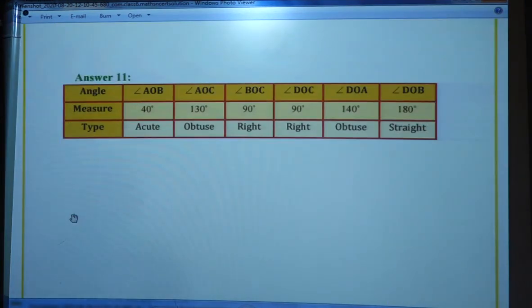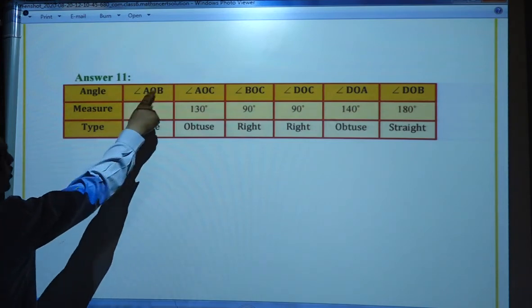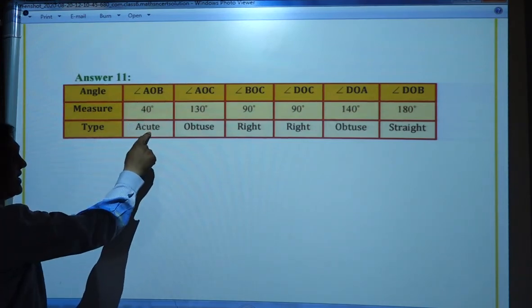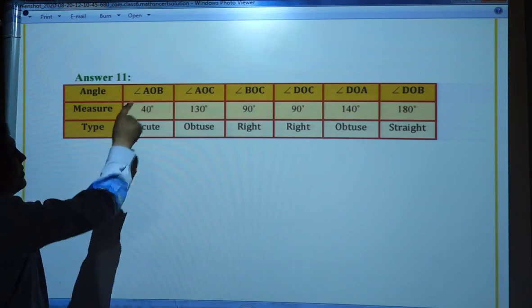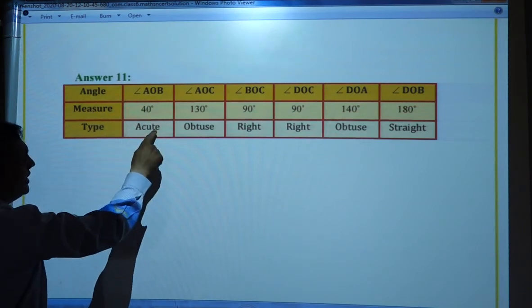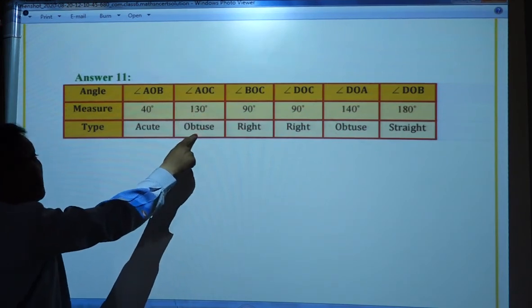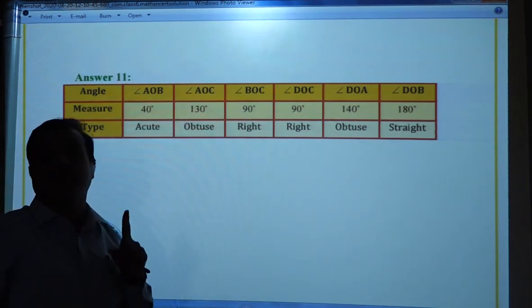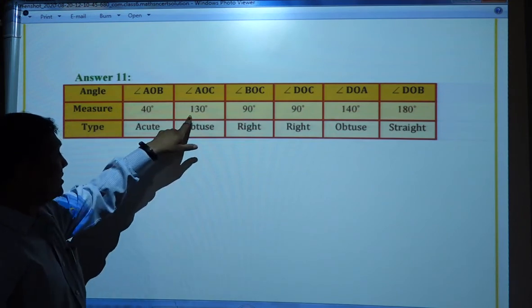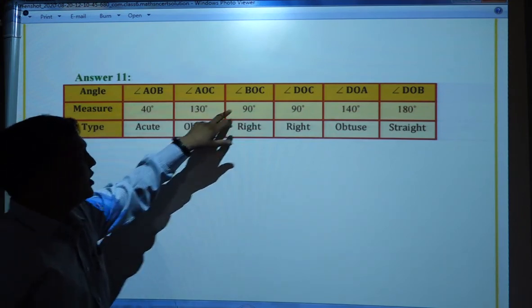now the first angle AOB is 40 degrees and it is an acute angle. Please measure and write here. The measurement of that angle is 40 degrees and it is an acute angle. Second, AOC is 130 degrees. It is an obtuse angle. You have to measure with the protractor. 130 degrees, it is an obtuse angle.